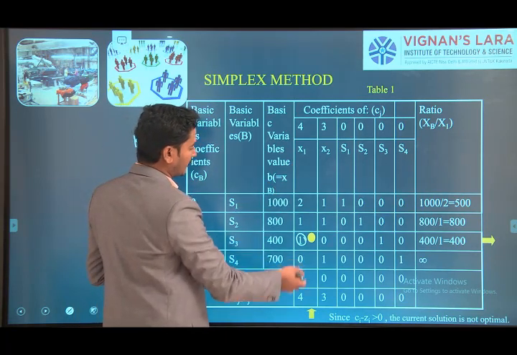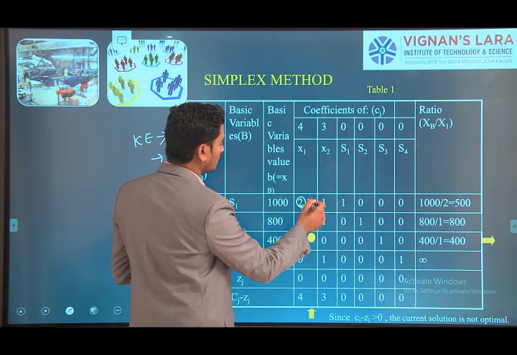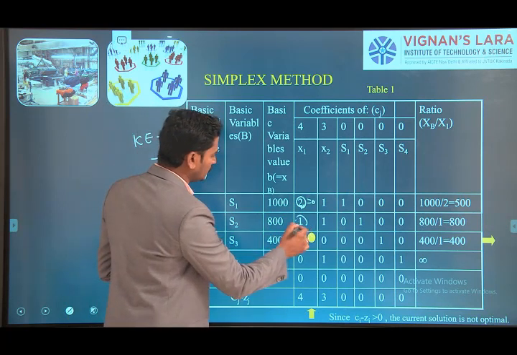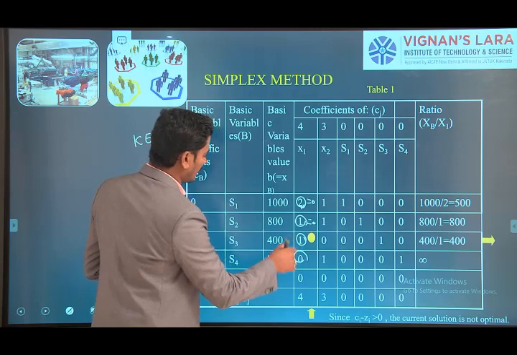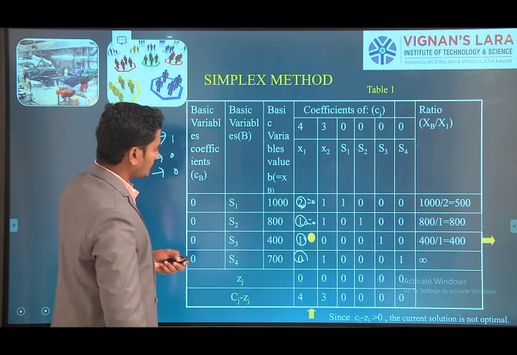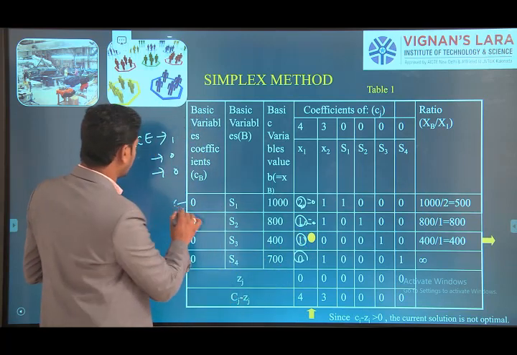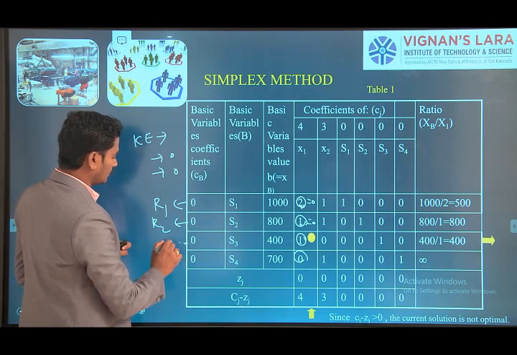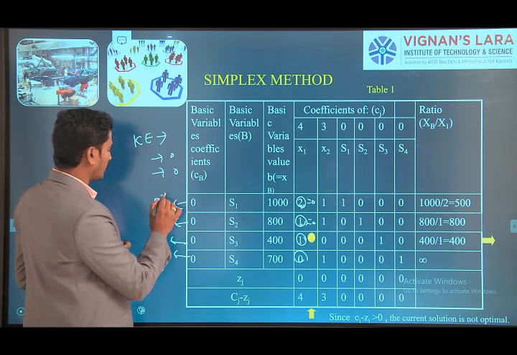Coming to the remaining values, we have to convert these values to 0 with the help of the new key row. Here we already have 0, so we take these two rows as usual. Here, how do we convert this 1 to 0? We assume R1, this is row 1, row 2, row 3, row 4. These are the old rows.